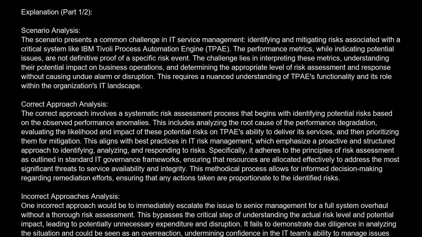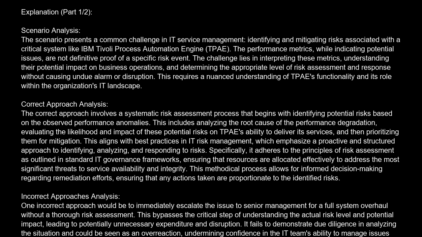The performance metrics, while indicating potential issues, are not definitive proof of a specific risk event. The challenge lies in interpreting these metrics, understanding their potential impact on business operations, and determining the appropriate level of risk assessment and response without causing undue alarm or disruption. This requires a nuanced understanding of TP functionality and its role within the organization's IT landscape.